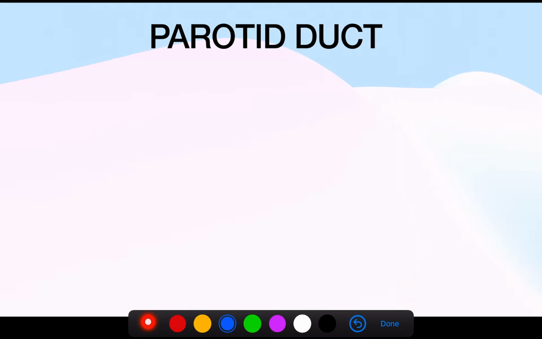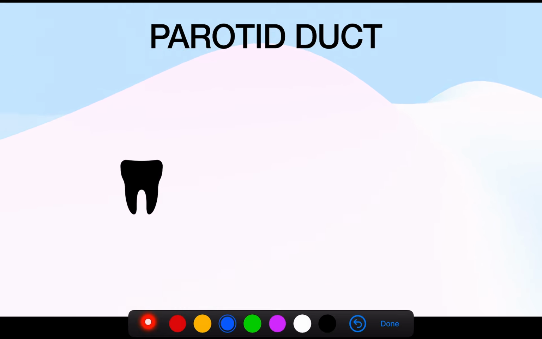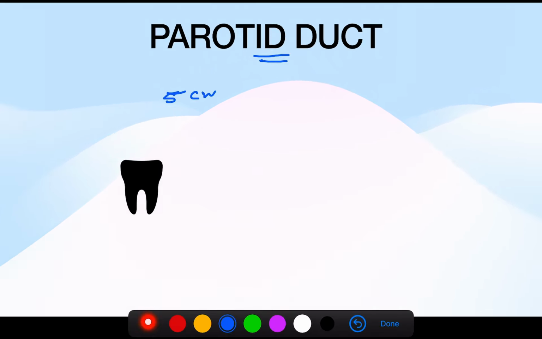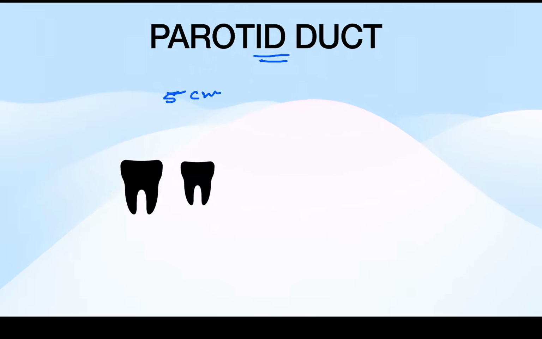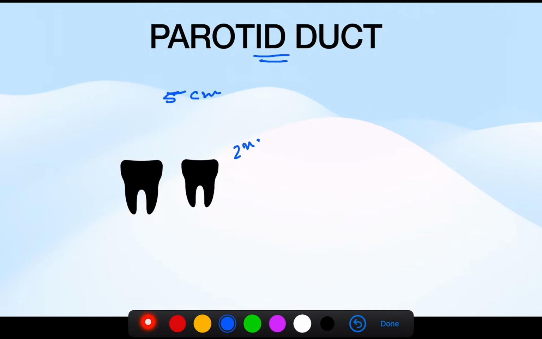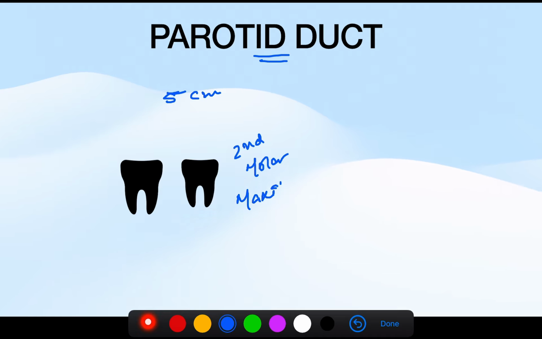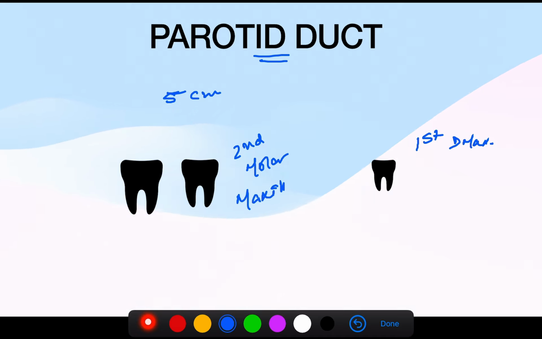Coming to the parotid gland in detail. So parotid duct will be of approximately 5 centimeter and it will open around the second molar, that is the maxillary molar. And in case of deciduous, it will open approximately at the site of first deciduous maxillary molar.